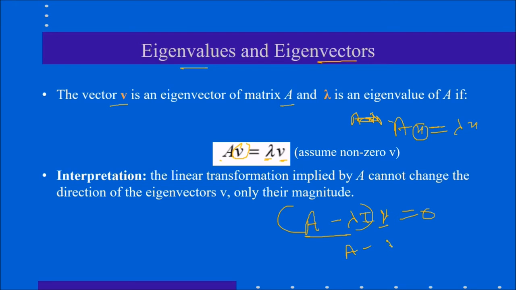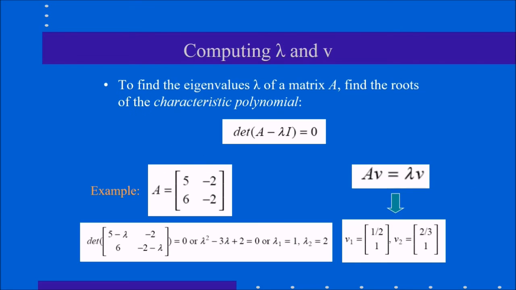So A minus lambda I equal to 0, and now you can easily get the eigenvalues from here. The linear transformation implied by A cannot change the direction of eigenvectors v. This is the interpretation: only their magnitude changes. Again, this says that the linear transformation applied by A cannot change the direction of the eigenvectors, only their magnitude. How to compute this lambda and v, the eigenvalue and eigenvectors, we have just seen.